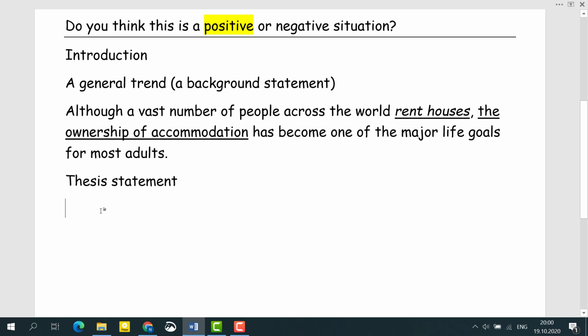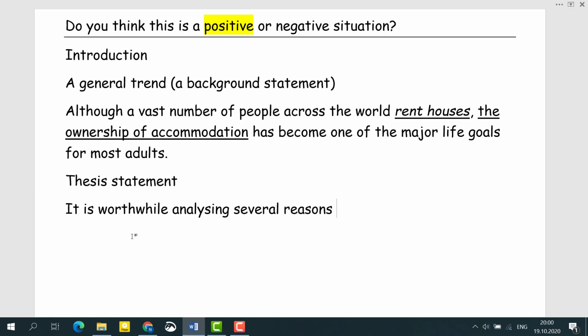Okay, now how can I do it? Okay, let's just come up with a beautiful sentence. Here we go. It is worthwhile analyzing several reasons for this trend, which I believe is positive.